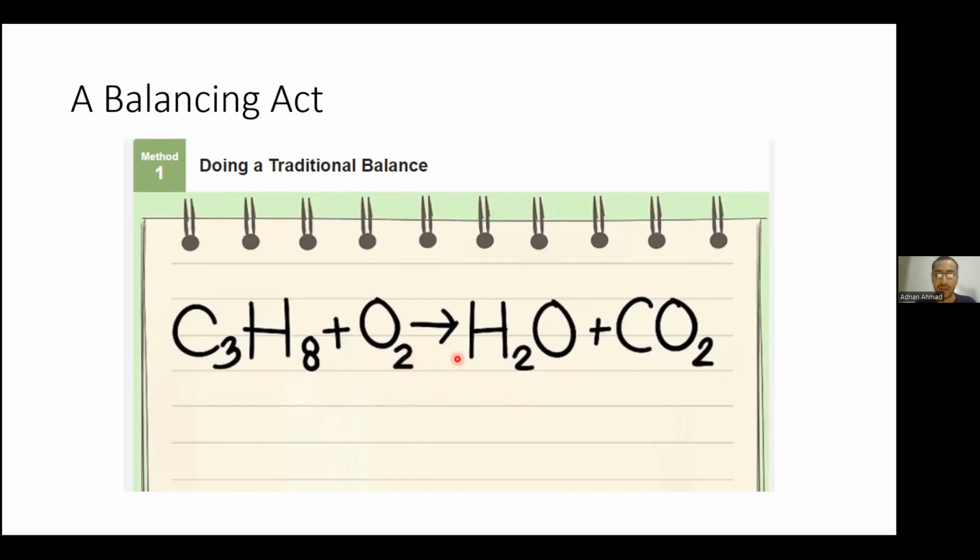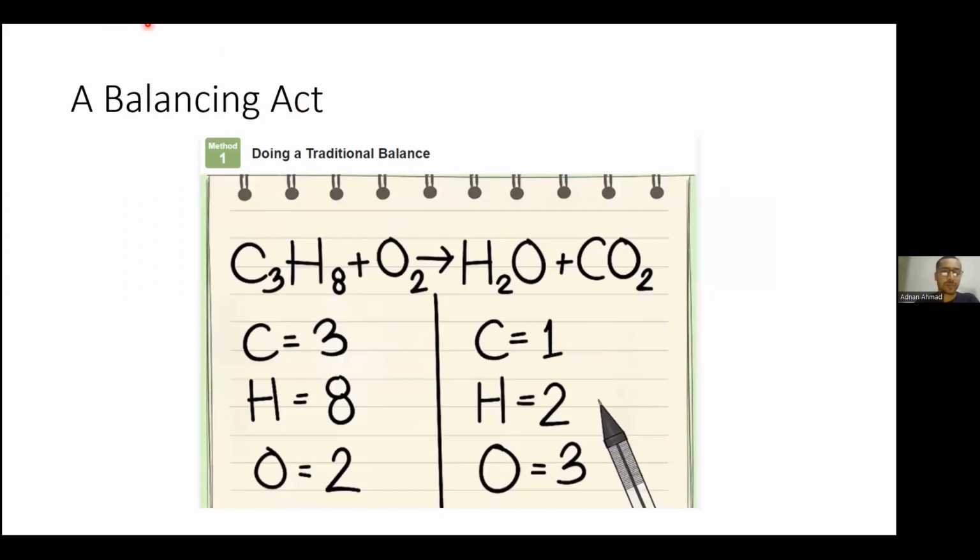And if we look at the number of oxygens, we have 3 oxygens here: 2 are here with carbon, and 1 is here with hydrogen. So 2 plus 1, 3. And how many oxygens do we have here? 2, right? So on this slide, we have separately written C, H, and O. Carbon atoms, we have 3, hydrogens, we have 8, oxygens 2, and on this side 1, 2, and 3.